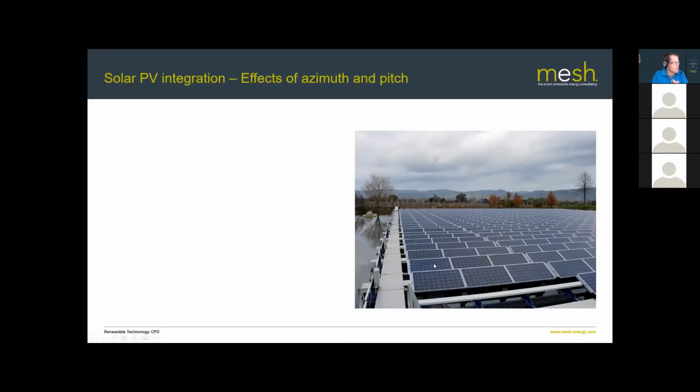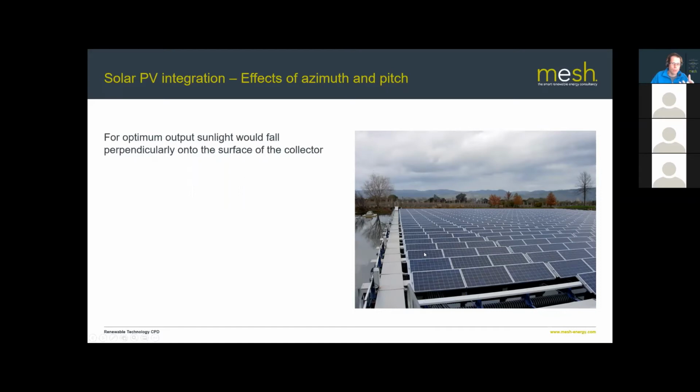Okay, so that's kind of covered a lot of the basic components. So we'll just talk a little bit about the effects of azimuth, which is the angle from direct due south, and pitch, which is the tilt of the panels. So what you ideally want is a ray of sunlight to travel from the sun and fall absolutely perpendicularly onto the panel that's receiving it.